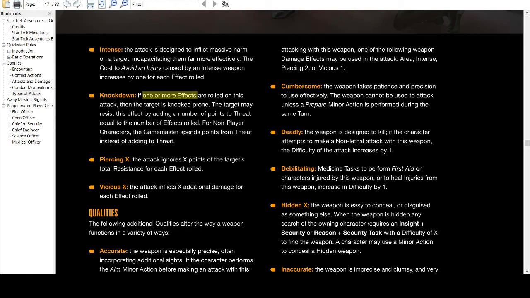the weapon has, does it always knock down a character with only one effect? I believe it is so, because it says one or more. So even if you only get one effect, you can knock someone down with it. The interesting thing is that you can resist knocking down by using threats, but it has to be paid equal to the number of effects rolled. So therefore, this is something that's not avoidable with momentum. So that's an interesting point.